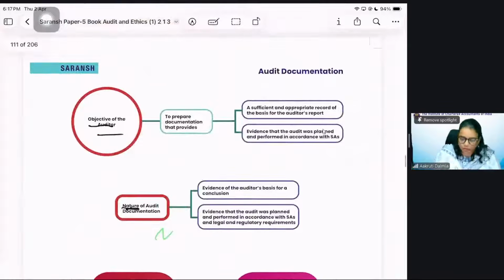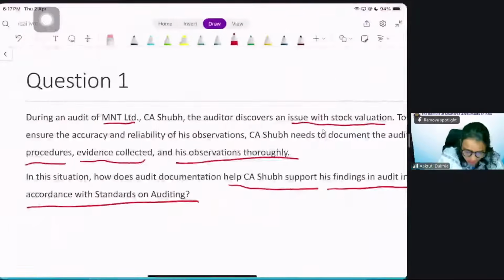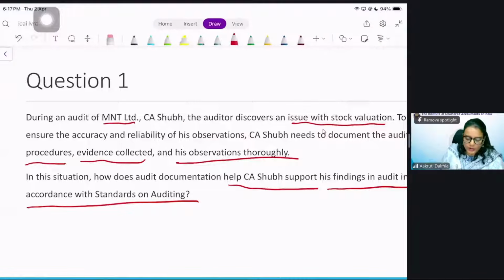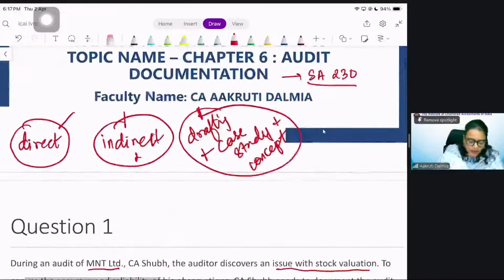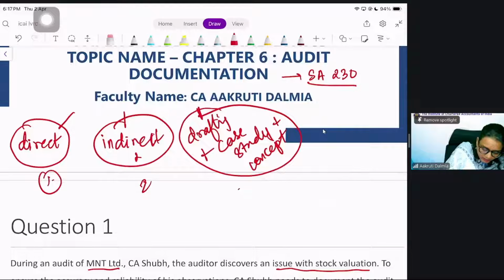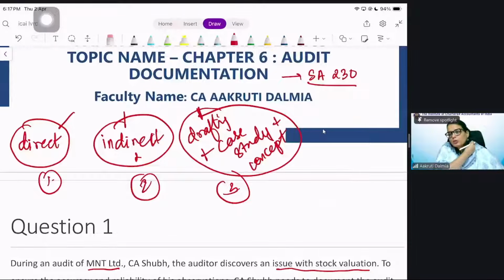Now you see the question. I will not tell you the answer. What is this question saying? In this situation, how does the audit documentation help CA Shubh support his findings in audit in accordance with standards? First tell me, in the three categories, which category question is this? Category 1, category 2 or category 3? You think you have to write your own answer? You think it's a direct question or you think it's an indirect question? Which category does this question fall into? In the exam, immediately after reading a question, you should be able to decide this is a category 1 question, category 2 question, category 3 question.